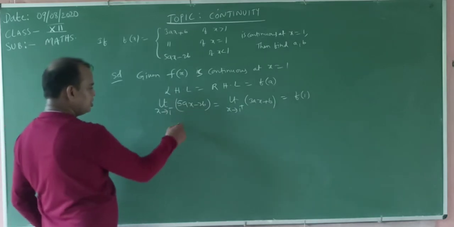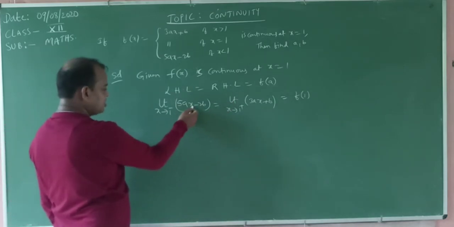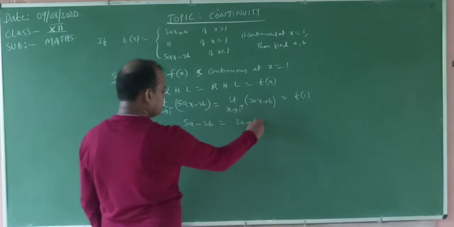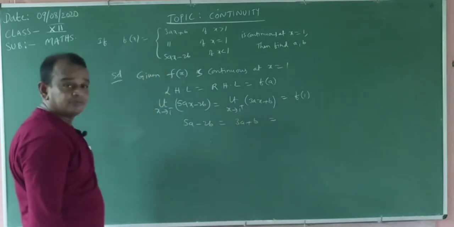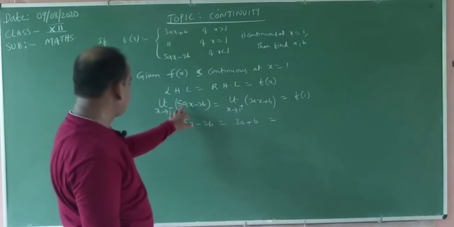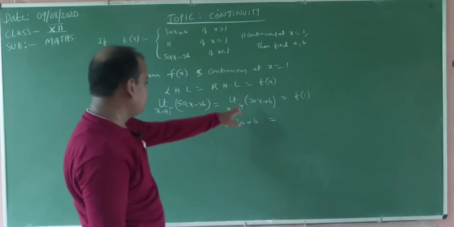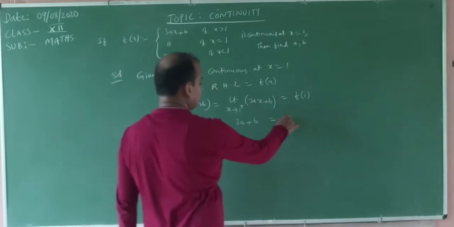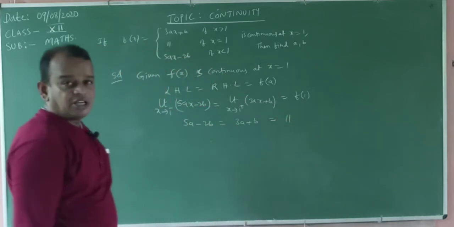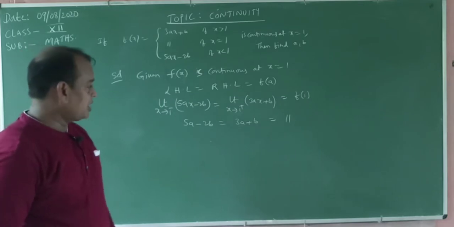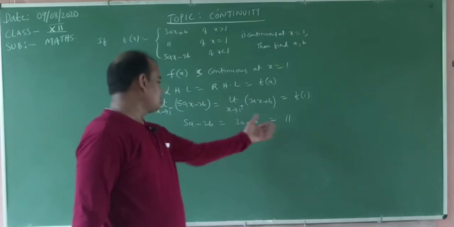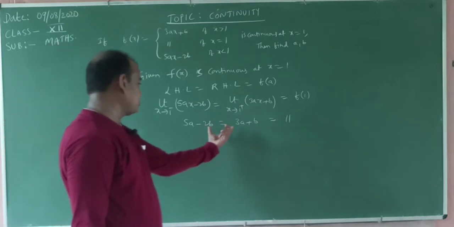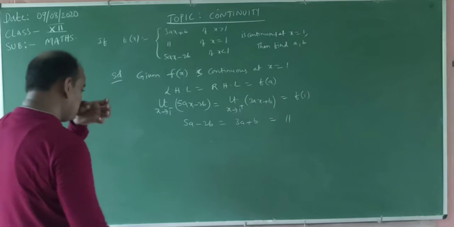Now substitute. Already given, those are equal. The x value is 1. 5a minus 2b is equal to 3a plus b is equal to how much? The x value is 1, so substitute: 5a into 1, 5a minus 2b; 3a into 1, 3a plus b is equal to f of 1. The f of 1 value is equal to 11. Each and every one must be equal. Okay, this value is equal to 11, this value is equal to 11, these two are equal. My dear boys, first of all these two are equal, what happened? Continuous means these two are equal.